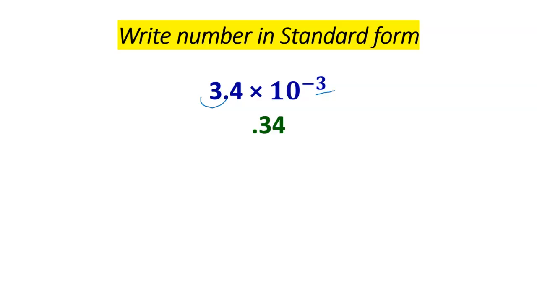Whenever you have a negative exponent, the number will tend to get smaller than what it is. So here I add 2 more zeros. I could have done the same thing: 1, and 2, and 3. And there goes my decimal. So that's how you get 0.0034, which is a small number.